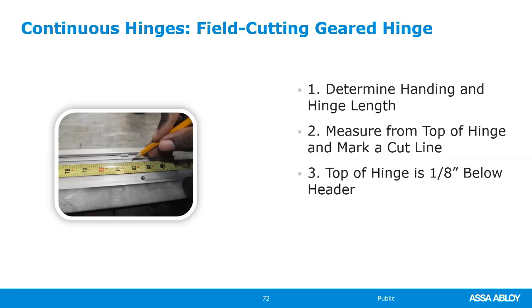Mark the top of the hinge and mark a cut line. Top of the hinge is 1/8 inch below header. The header is the top of the door. Excuse me, the top of the frame. And why do I want the hinge 1/8 inch below header? It's because if I put the hinge 1/8 inch below header, the hinge will be at the top of the door and I'll have a 1/8 inch gap between the door and the frame, and that's what I am supposed to have.